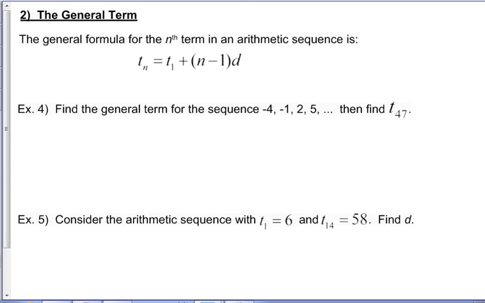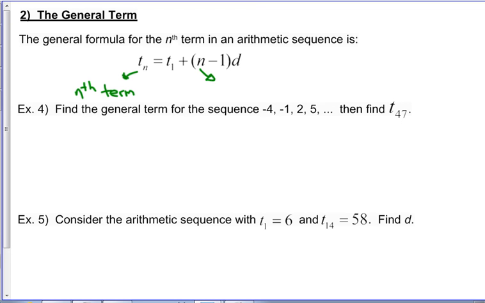Okay, let's move on. The general term of an arithmetic sequence is given by this formula. And this is given to you in your formula booklet for your secondary math assessment. Here's what it means. Tn is the nth term. It could be the first term or the 9th term, the 25th term. T1 is the first term. I think that's pretty intuitive.